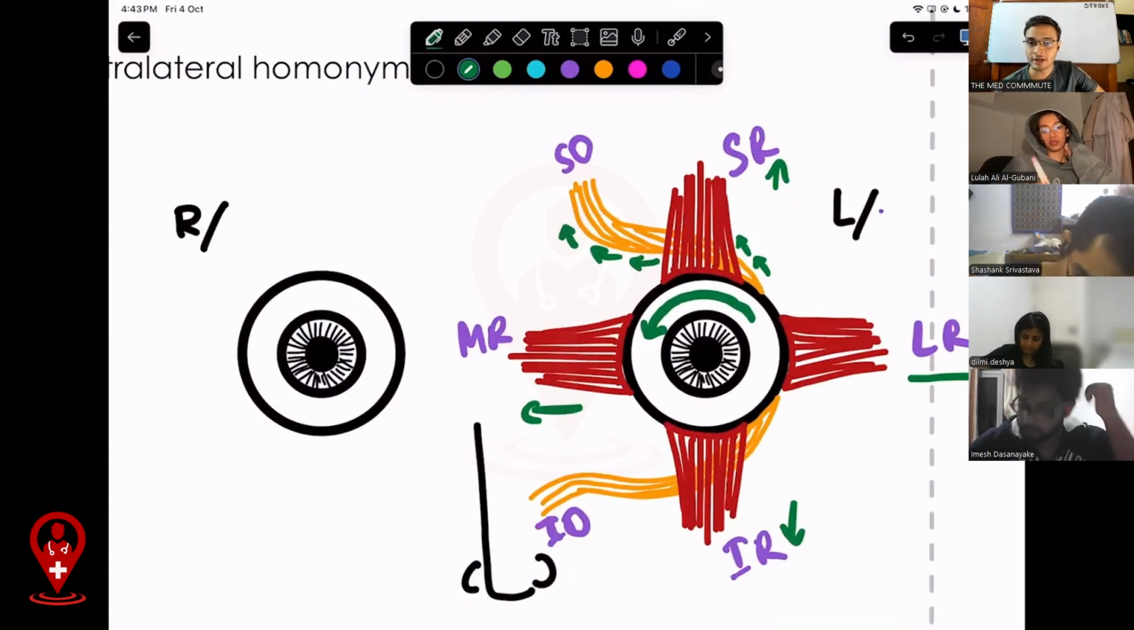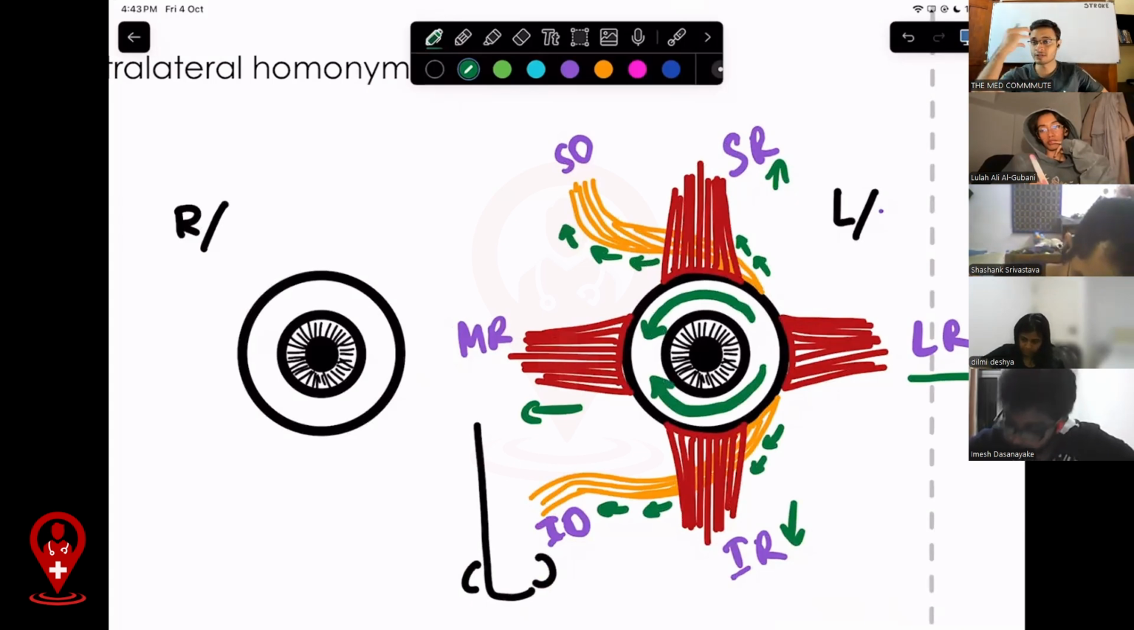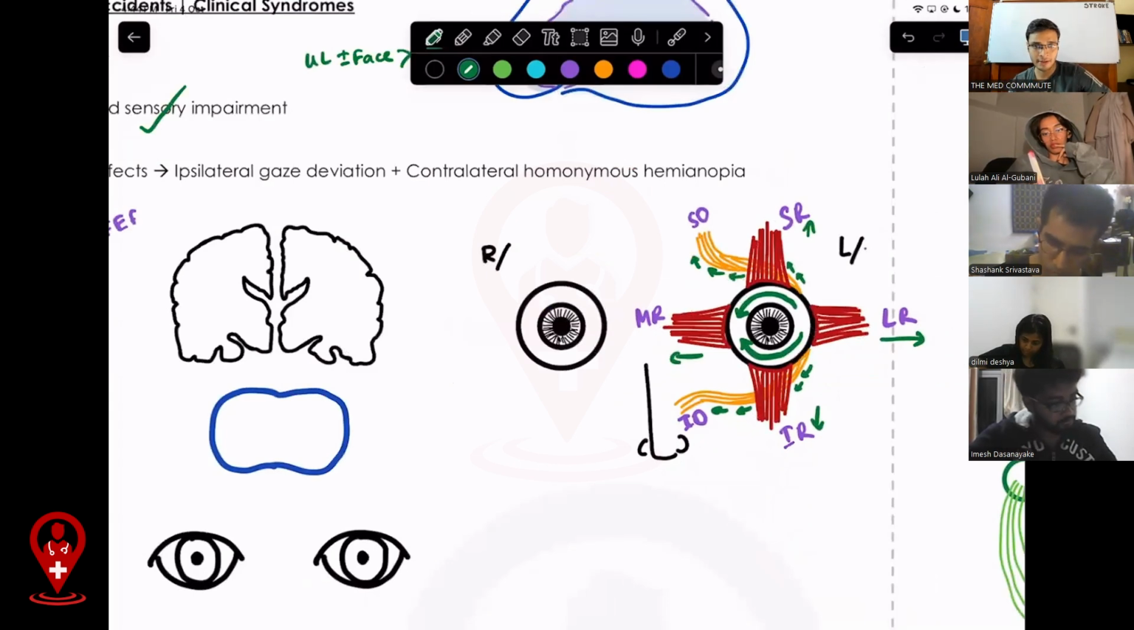Intorsion. Then the inferior oblique does the opposite, right? If you look at the inferior oblique, it pulls in this direction, so it moves like that. What is that? Extorsion of the eye, moving towards the outside, rotating towards the outside. So if you all understand this, now the pathology becomes a little bit simpler, right?